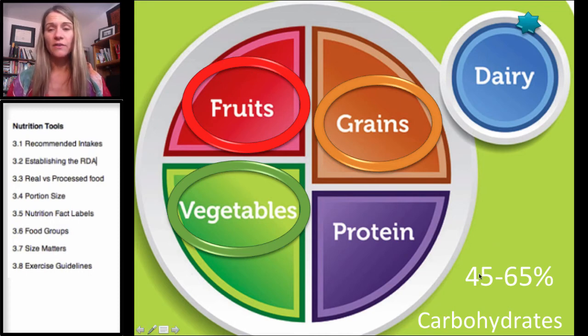So what I've done here is show that we need 45 to 65% of the diet from carbohydrates. That's our recommended range. And what makes up carbohydrates? Well, everyone would guess grains, right? And if I said a potato, you'd say that is a carbohydrate as well. It fits into our vegetable category. But fruits have sugar, and sugars are carbohydrates. And in dairy we have lactose, a sugar, so that contributes carbohydrates as well.